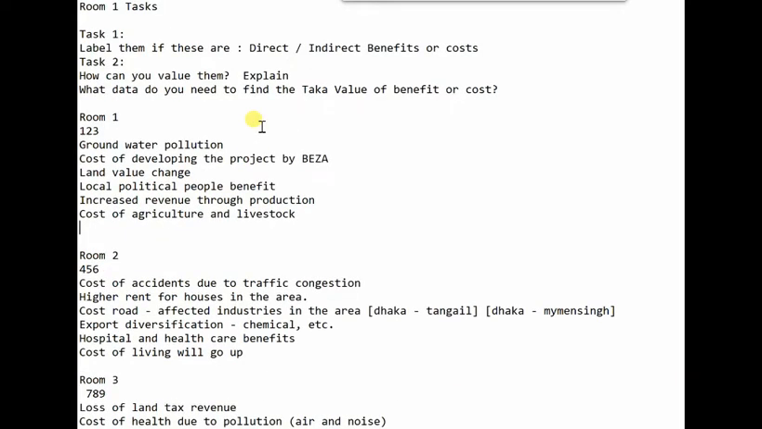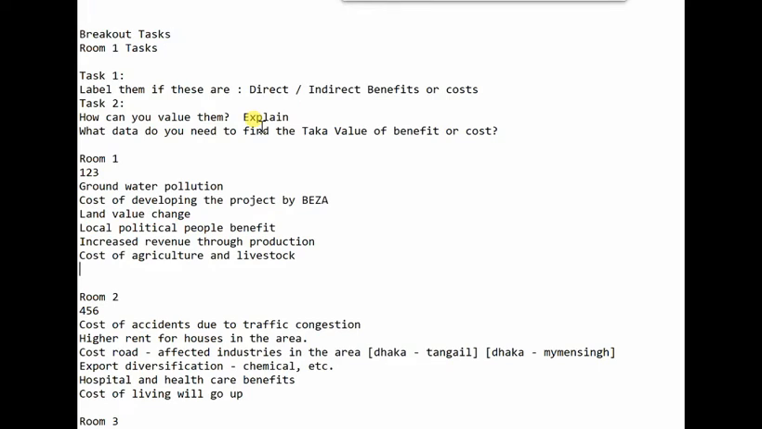So there were two tasks. Task number one was, what are the benefits? Remember the benefits that were listed for each group? Most probably it is from the same presentation that you have done. For each group, the benefit or cost was listed, whatever you have presented. And I wanted them to identify whether it is a direct or indirect benefit or cost. So that's a very simple one. And then the second task, which was a bit thinking, and I've seen and listened to quite a lot of discussion: how can you value them? Because at the end of the day, remember, what is cost benefit analysis?